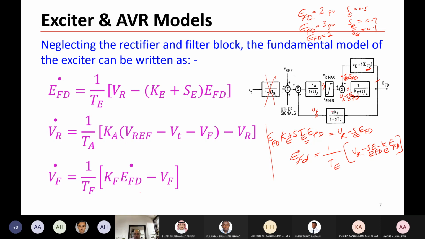So with this block diagram, with this excitation system, is it clear, Ahmed? Yes, Doctor, yes, clear. With this excitation system, we have a third order model for the excitation system. So if we have this system with the third order model of the synchronous generator, that is the synchronous generator and the excitation, now we have a sixth order model for the synchronous generator plus exciter.